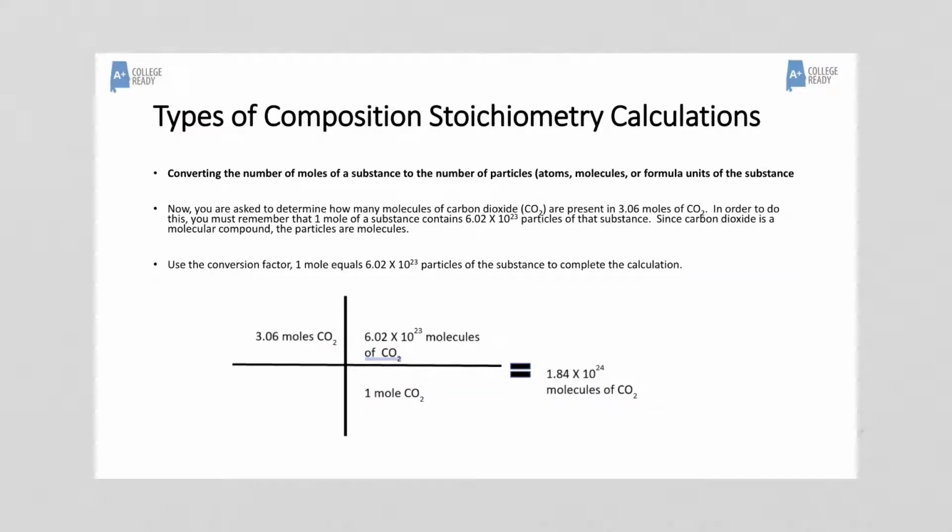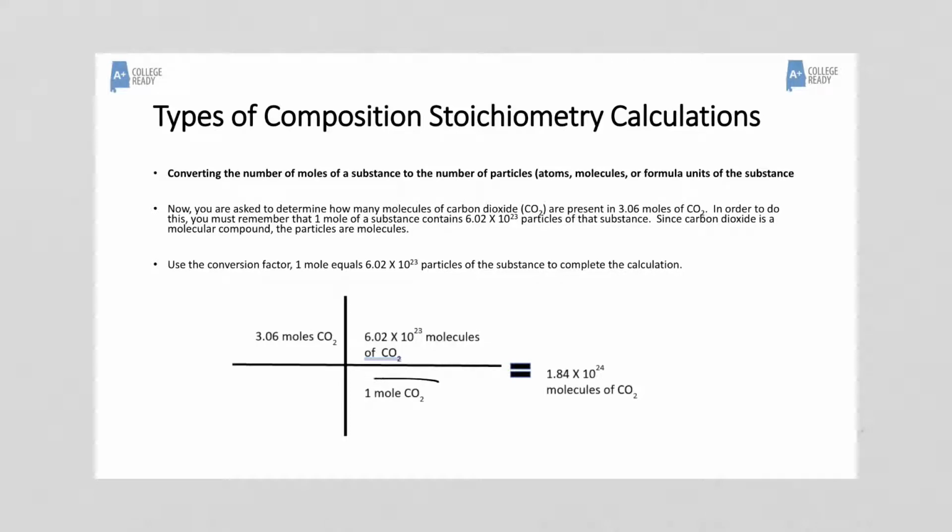Next, we're converting the number of moles to the number of particles. Remember, particles could be atoms, molecules, or formula units. What you have to remember here is that 1 mole of a substance is equal to Avogadro's number, 6.02 times 10 to the 23rd particles. So in this first problem, we're given 3.06 moles of CO2. We want to know how many particles. In this case, it would be how many molecules, since CO2 is a molecular compound.